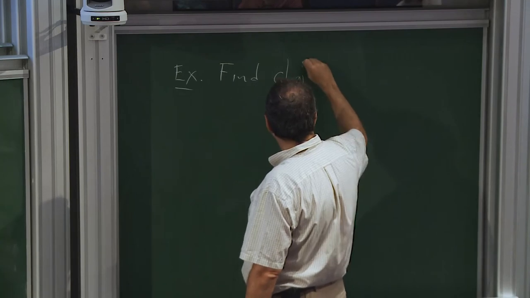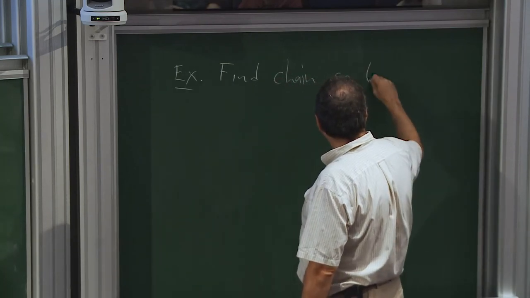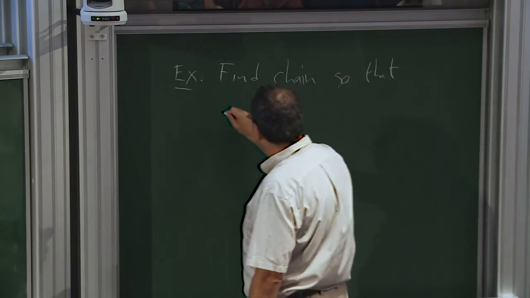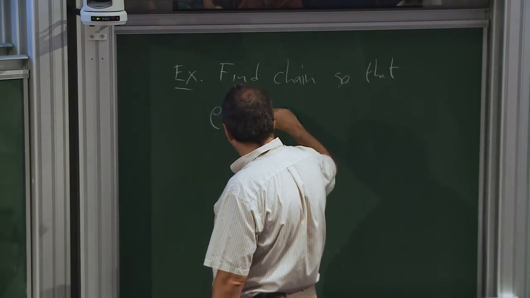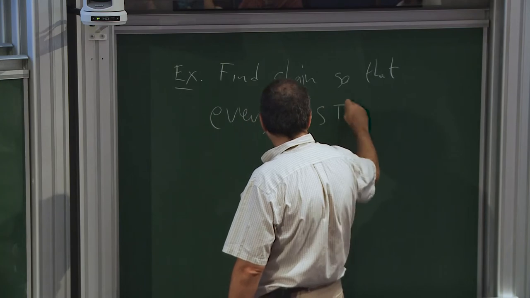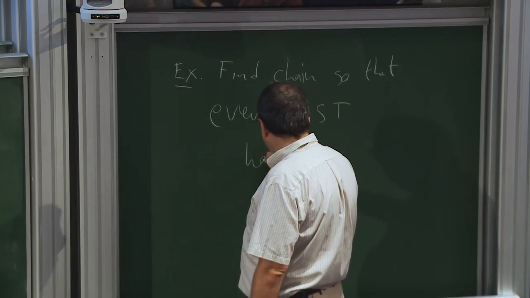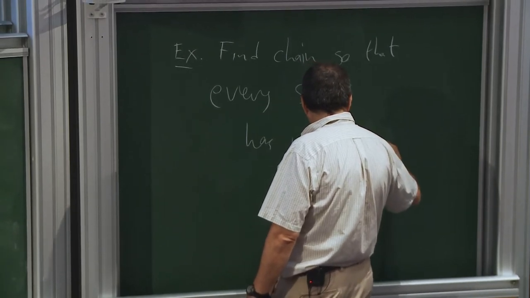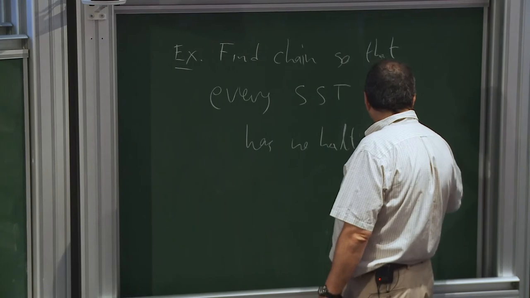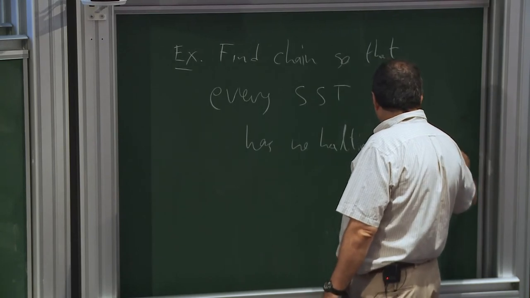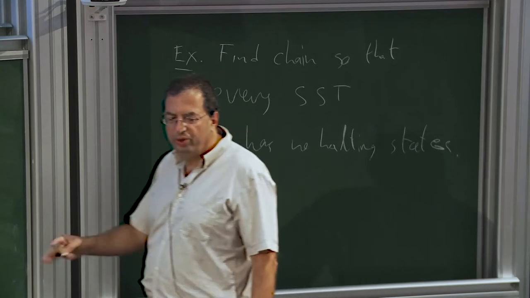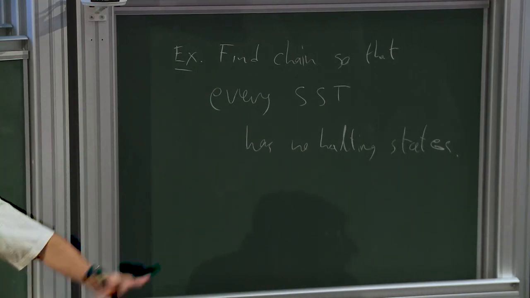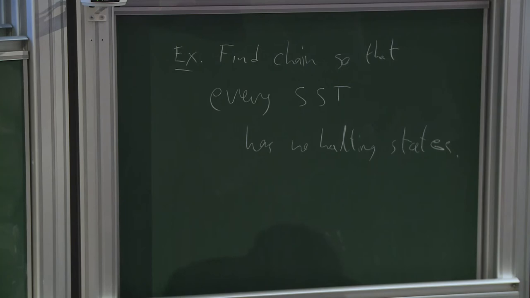A finite chain so that every strong stationary time has no halting states. So I think there is such a chain with three or four states, so you don't have to look for very big chains. However, in many examples there is, and then it's very useful.